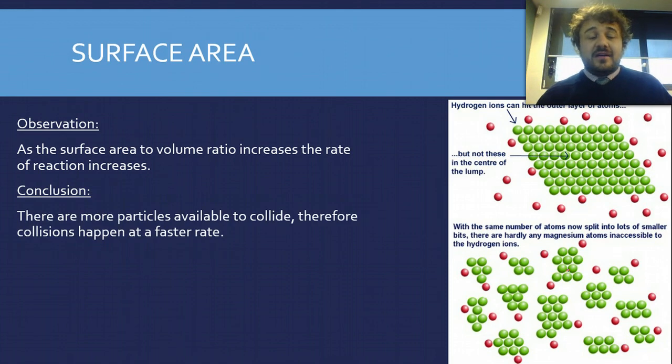So what does this mean? Our conclusion is that there are more particles available to collide, so there are more open spaces and the collisions happen at a faster rate. For example, all of these atoms which want to collide with this chunk of metal can get to the ones on the outside, but they can't get to the ones on the inside. That leaves very few for it to react with. Whereas down here, you've got all of these, so there's just a lot more to collide with.